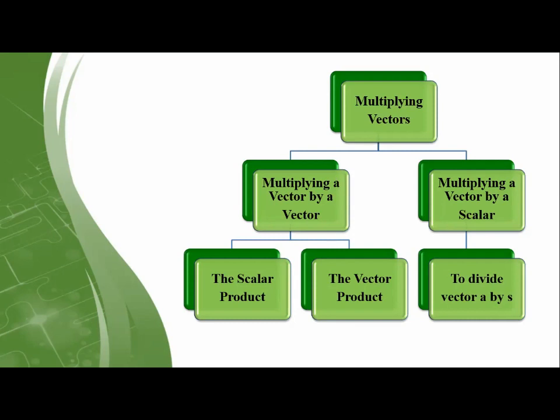Multiplying a vector by a vector. There are two ways to multiply a vector by a vector. One way produces a scalar, which is called the scalar product, and the other produces a new vector called the vector product.